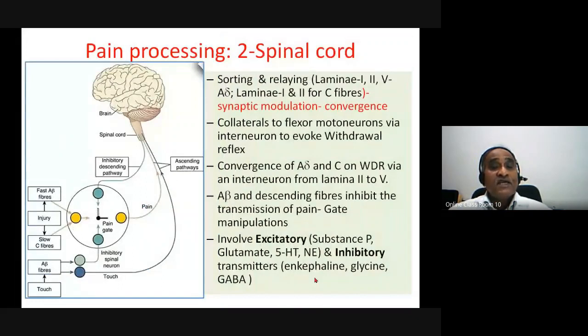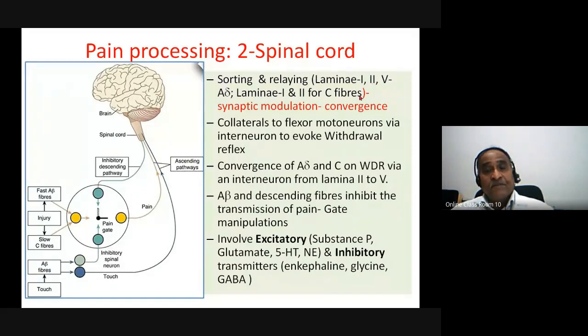Move on to the second level. The second level is the spinal cord. And again, in the spinal cord, we have laminae. That means it is already stratified here. In the spinal cord, it is stratified into layers 1, 2, and 5. Maybe sometimes 3 also. 1, 2, 3, and 5. So layers 1, 2, and 5 receive inputs from A delta fibers. Laminae 1 and 2 receive input from C fibers. And these inputs have a synaptic contact.